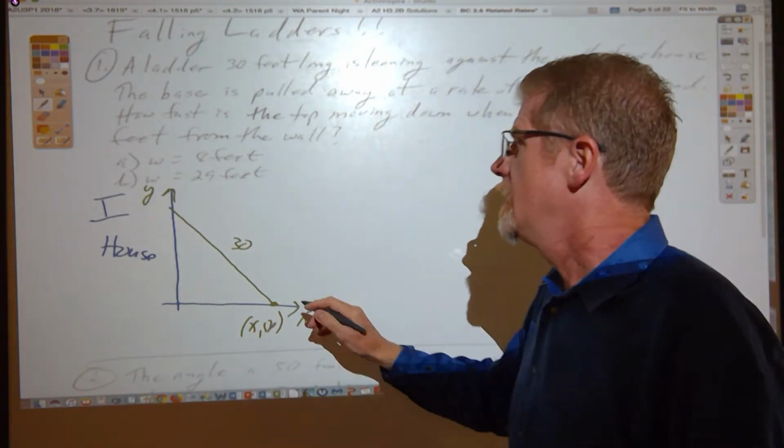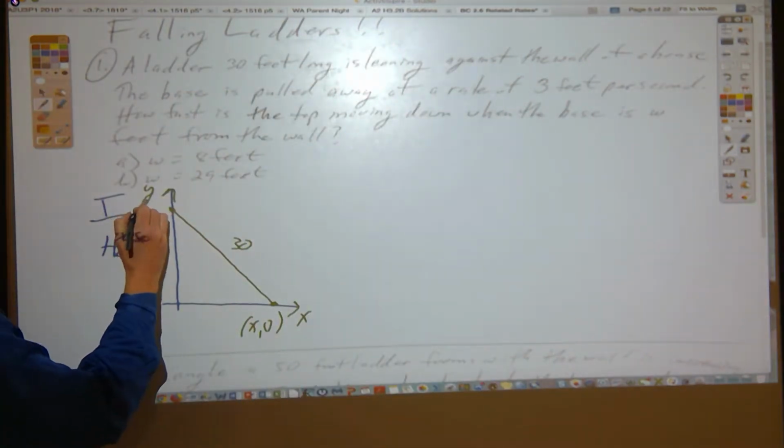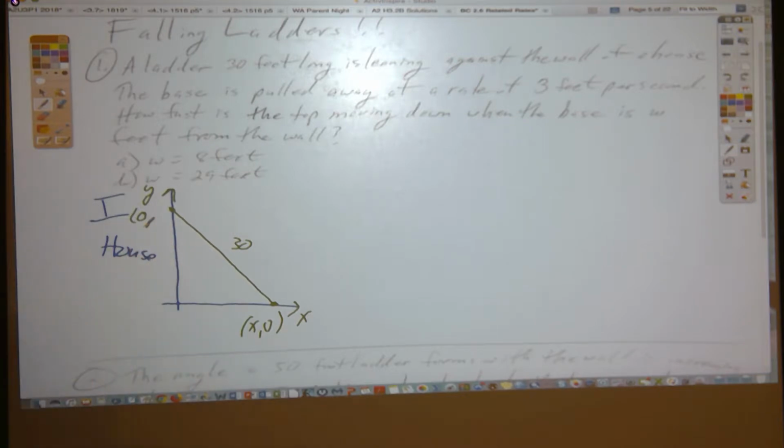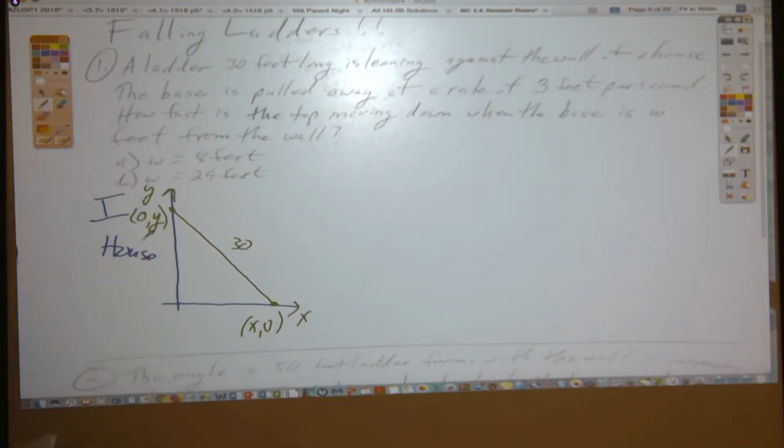We'll call it x. Now the y coordinate, basically where the top of the ladder is touching the house, the x coordinate stays at 0, and the y coordinate is variable. We'll call that y. So everything gets a name. Children who are born get names. We don't want unnamed children running around the neighborhood.